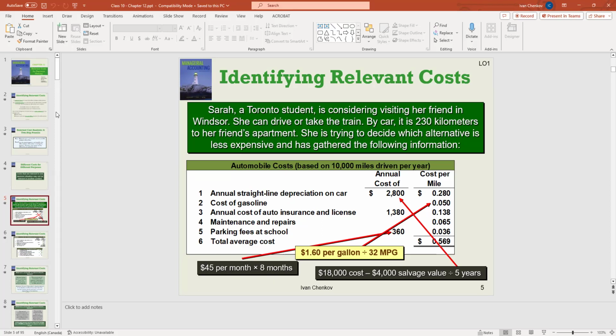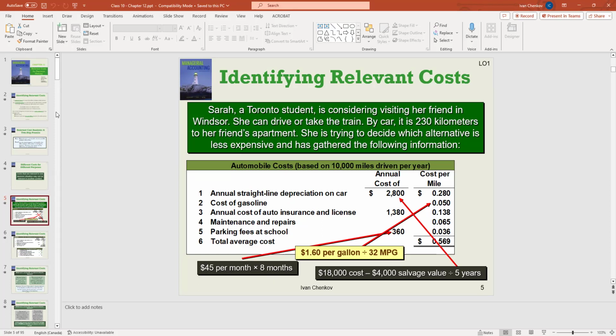So, can I avoid the insurance if I decide to go with the train? No, I can't. Why? Because I already pay for it. The fact that I'm not using the car and the car is sitting in my garage and I'm using the train, it doesn't change the cost of the insurance and the license. It's there.